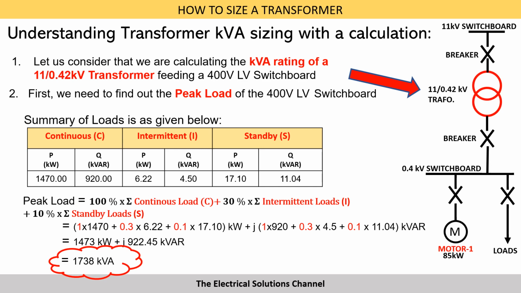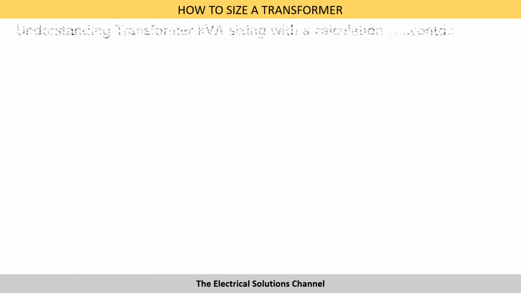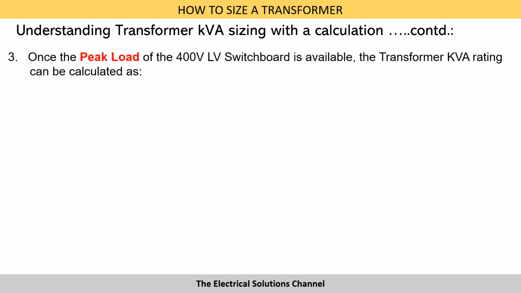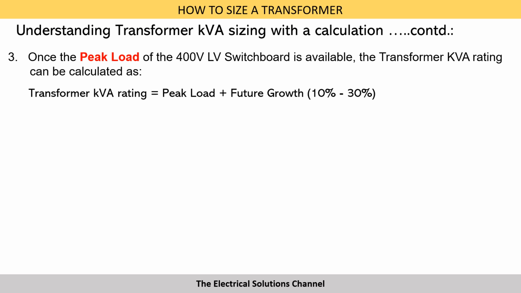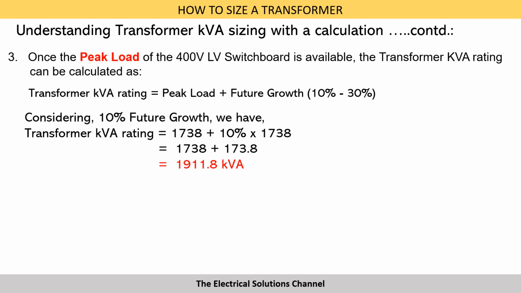Based on the formula, we arrive at a peak load of 1473 kilowatt plus 922.45 kVAR, which works out as 1738 kVA. Once we have the peak load of the 400 volt LV switchboard, we can now calculate the transformer kVA rating. The transformer kVA rating is calculated as peak load plus future growth.